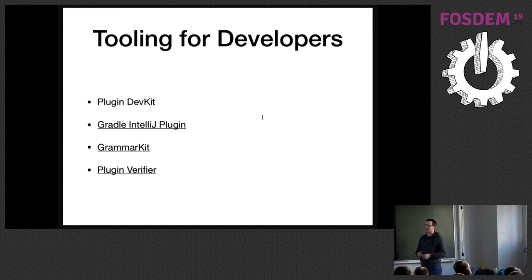The third one, Grammar Kit, is specifically targeted at custom language development. So anyone wanting to support a new custom language should really try building it on Grammar Kit. And the last thing is a maintenance tool, Plugin Verifier, which helps you to ensure that the compatibility with newer or older versions of IntelliJ is actually guaranteed.